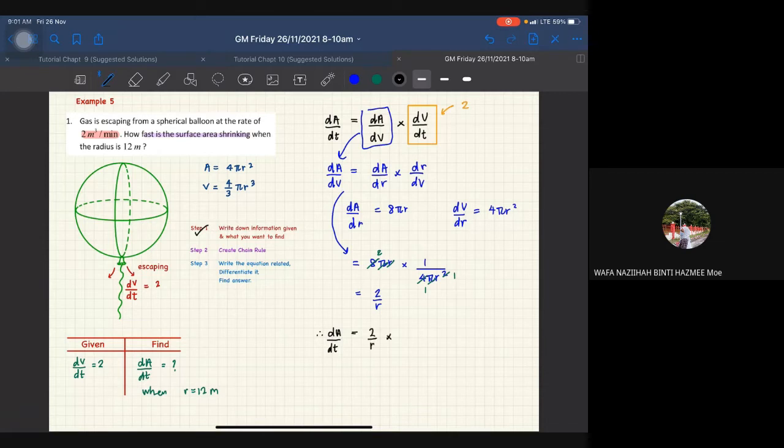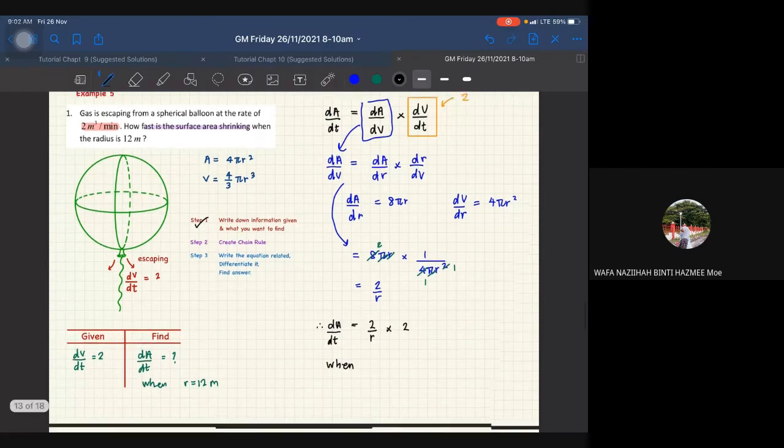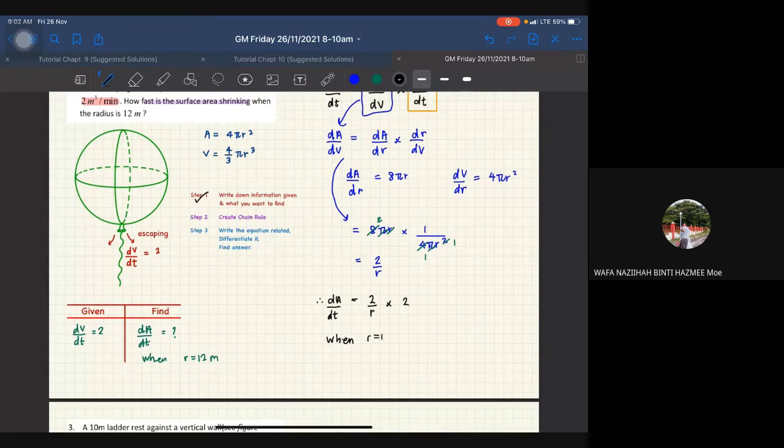So unit kita apa? Meter square per minute. Okay, betul. Okay, so kena tengok dia punya unit betul-betul. Kalaulah dekat sini dalam cm cube, dan dekat sini mesti dalam cm square. Okay, let's say this one over here adalah second. So dekat sini mesti second jugalah. So dia akan follow je unit tu. Okay, settle example yang kedua. Ada soalan tak?